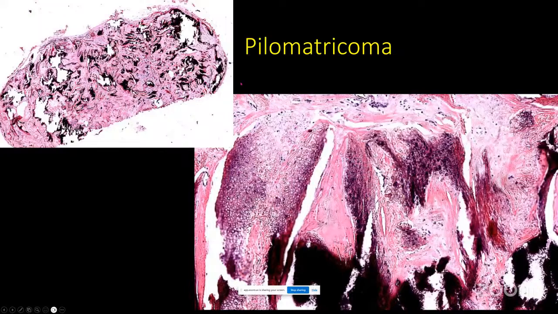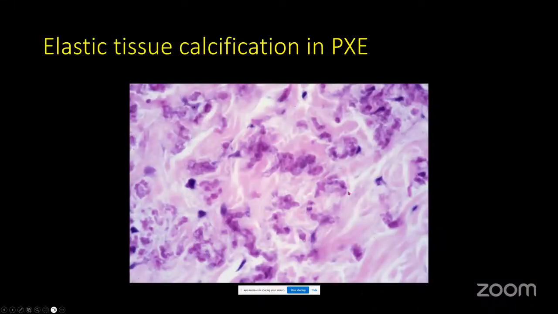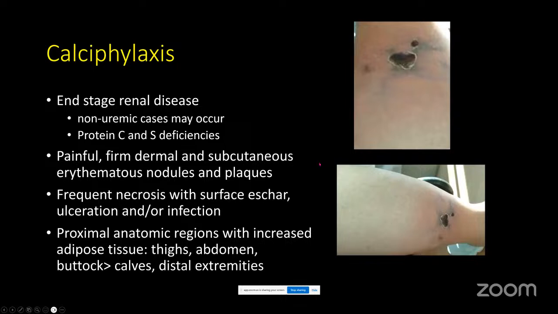Pilomatricoma, you have a circumscribed area of calcification, and you have the ghost outline and the matrical cells. You can get elastic tissue calcification in pseudoxanthoma elasticum, where you have these squiggly deposits of calcium on these altered elastic tissue. Calciphylaxis is an end-stage, seen in end-stage renal disease, although sometimes you can see it in non-uremic cases. A lot of these patients have protein C and S deficiency, so they get clotting.